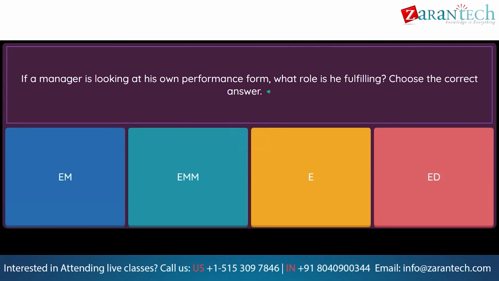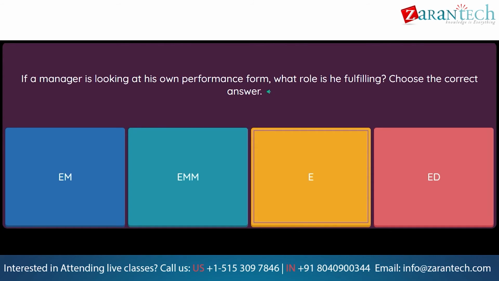Question: if a manager is looking at his own performance form, what role is he fulfilling? Choose the correct answer. Option 1 M. Option 2 M. Option 3 E. Option 4 ED.